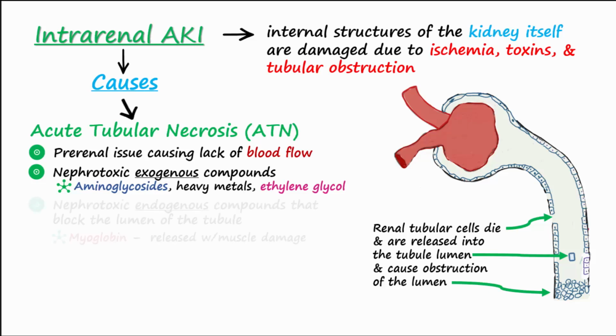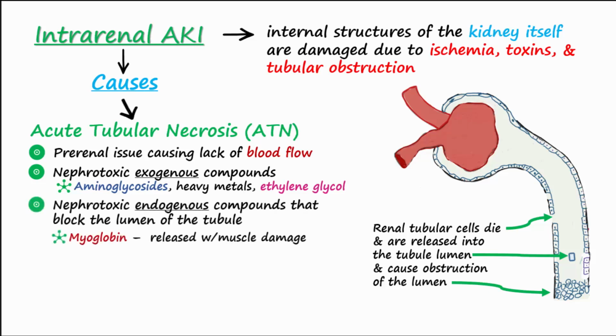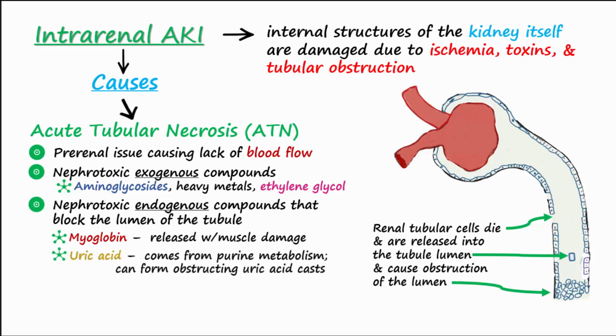Certain endogenous substances produced by the body can obstruct the tubular lumen. Examples of these include myoglobin, released from damaged muscle cells, or excess uric acid that comes from the breakdown of purines, which make up portions of DNA and RNA. Uric acid is released in high amounts during chemotherapy for cancer because so many cancer cells are dying. Therefore, it is important to stay well hydrated during cancer treatment to reduce the risk for kidney damage from all the uric acid.